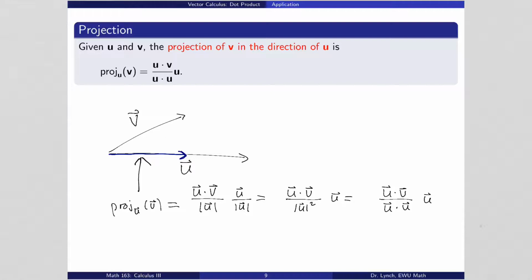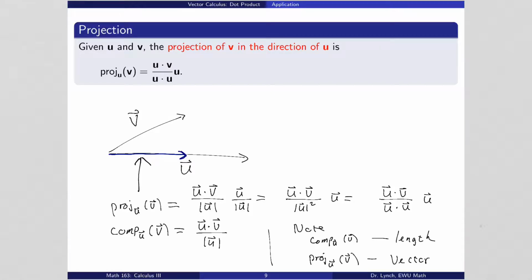The other thing to be aware of here is the length of that vector, and of course the length of that vector is just u dot v over the magnitude u, and that's called the component of v in the direction of u. So again, the component of v in the direction of u, that's the length we found on the previous slide, and the projection of v in the direction of u is the associated vector. So when you see comp, that means a length, and when you see proj, that means a vector.